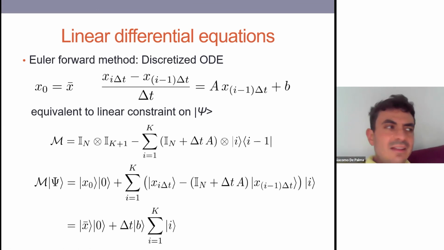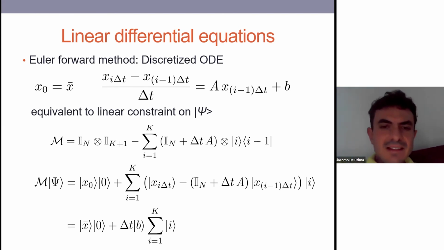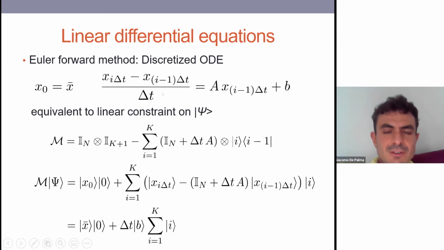Now, the fundamental observation to be made is that this discretized version of the linear differential equation is equivalent to a linear constraint on the quantum history state. Let's see a bit better how it works. We define this matrix M here, that you see. And then if we apply this matrix M to the quantum history state, that's what we get.